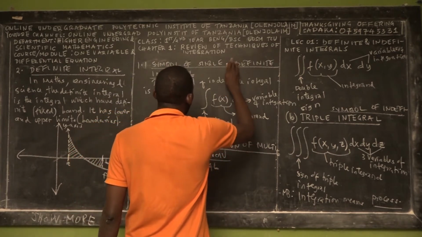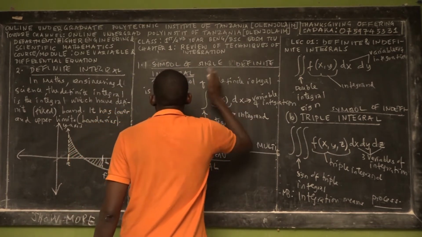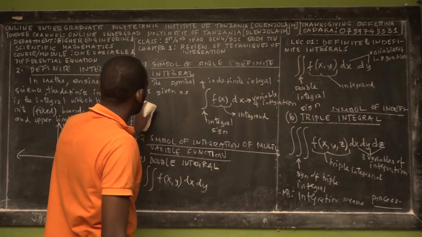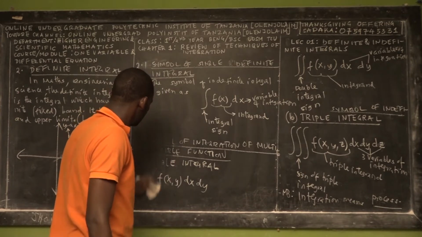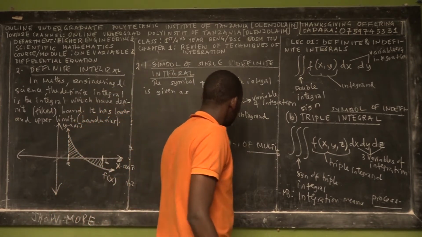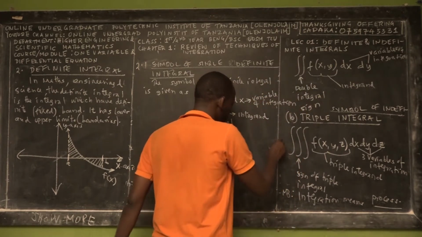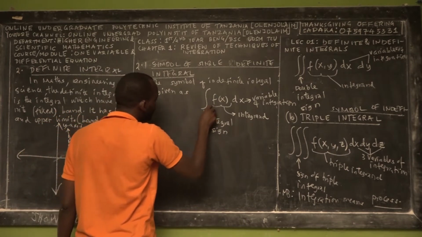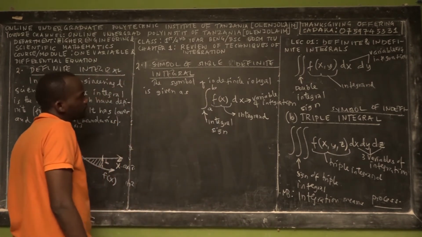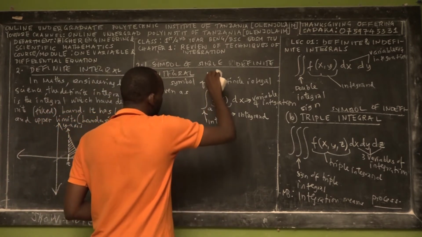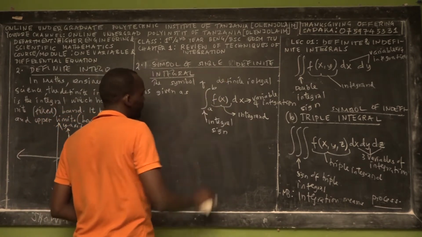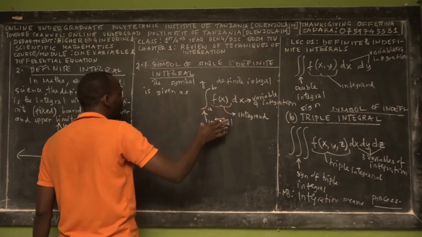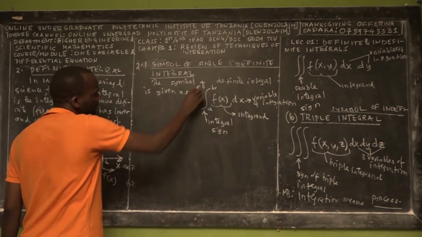So now, we can go into number 2. Let me teach you the symbol of the definite integral. The symbol of the definite integral is this one, but we have to add limits from A to B. So we read this as integration of f of x with respect to x from A to B.